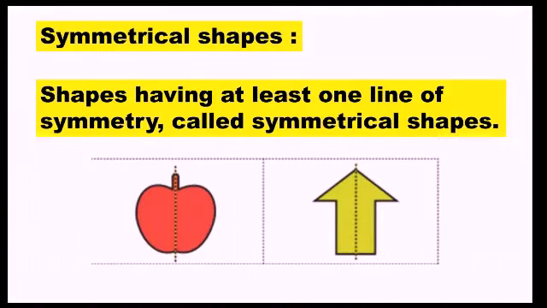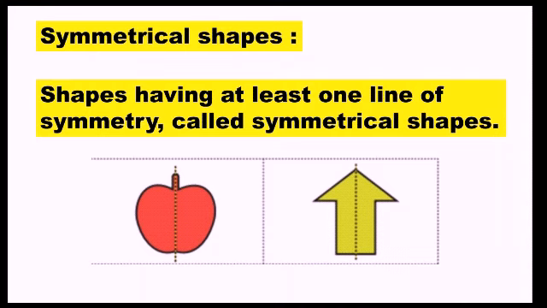Symmetrical shapes. Shapes having at least one line of symmetry are called symmetrical shapes. See, I have given examples here. One is an apple. We can divide the apple into two equal halves, so it's a symmetrical shape. And next an arrow sign is given. See the arrow sign's middle portion. If we draw a vertical line, then we can divide it into two equal halves.